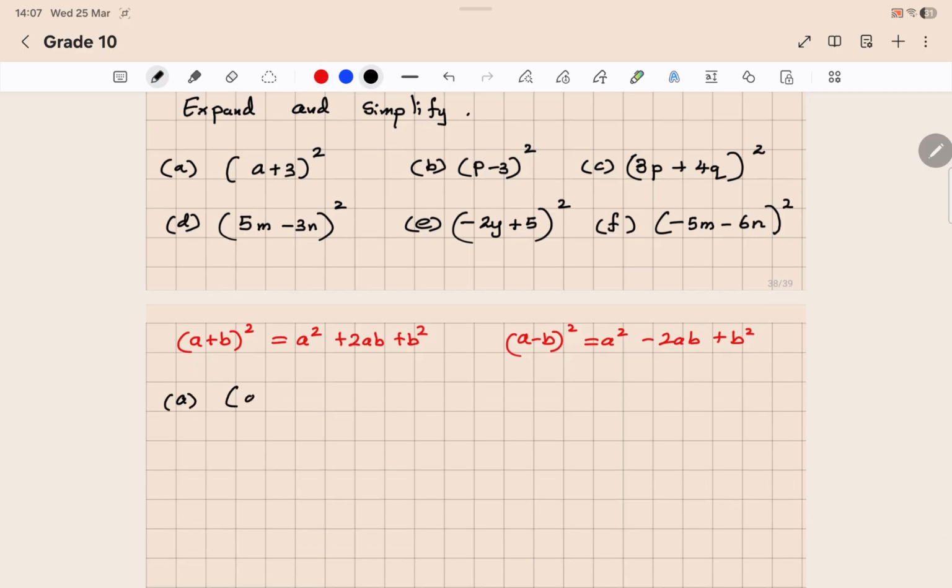A plus 3 squared. So first term squared, a squared, plus 2 times first term times second term. So 2 times a times 3. That's how the middle term is made. Then the final term is the second term squared, 3 squared. Right. So now simplify. A squared plus 6a plus 9.